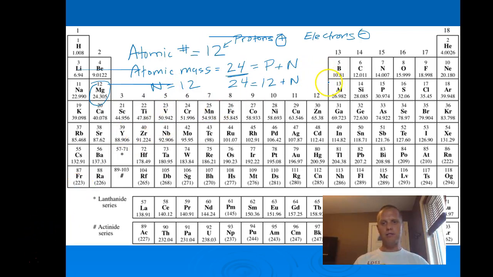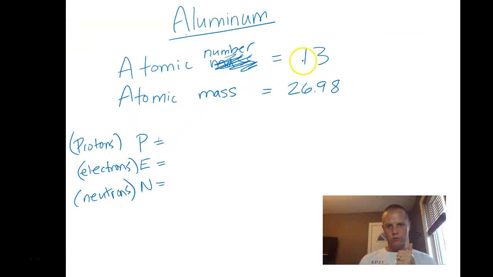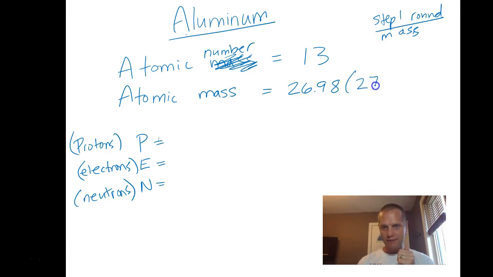Let's try one more. Let's look at aluminum. Aluminum has an atomic number of 13, and it has an atomic mass number of 26.98. In your notes, see if you can find how many protons and electrons and neutrons it has. Okay, so atomic number 13, atomic mass number of 26.98. Step 1 is going to be to round the mass number. So this would round from 26.98 to 27.